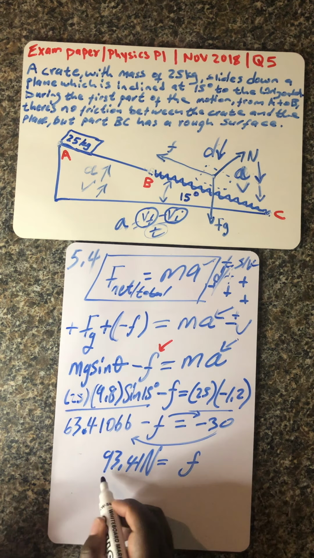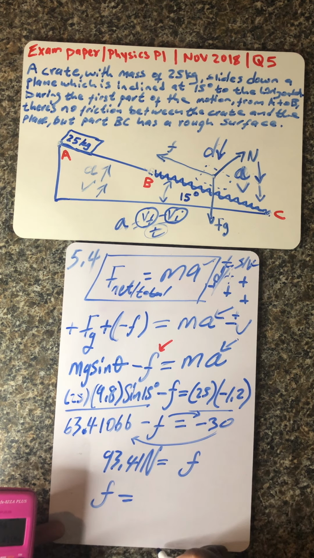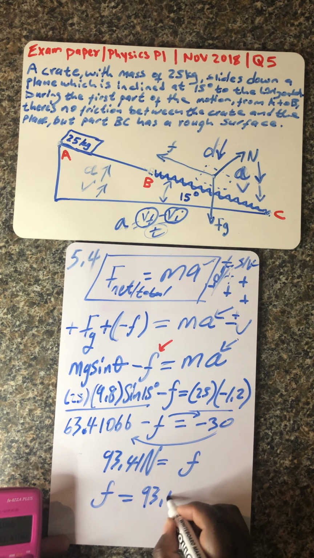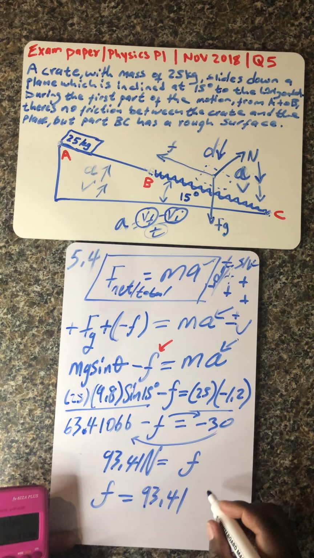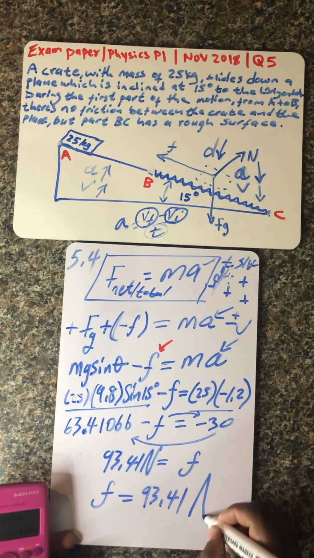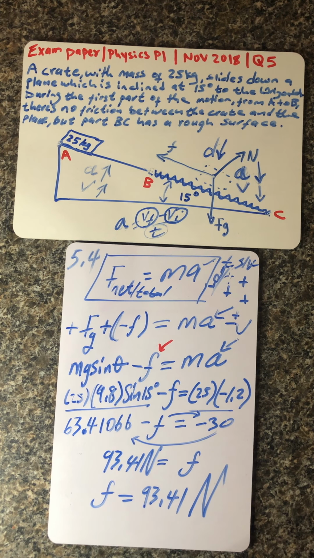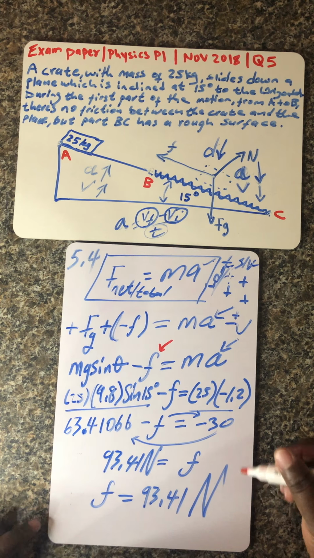So guys, now that we have solved this question, let's just write it in the standard form to say frictional force is equals to 93.41 Newton. Very much important that you write the SI unit, because it tells the examiner that you know exactly what you were calculating. They just look at your final answer, they see it's in Newton, then they know you've got it correctly.